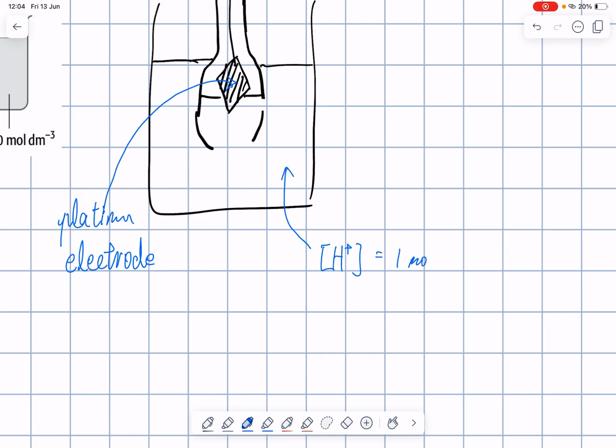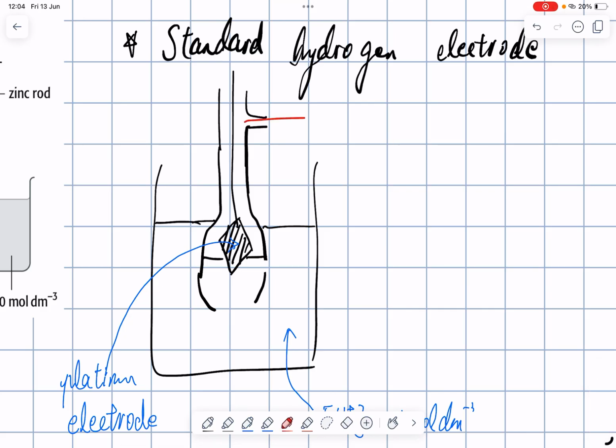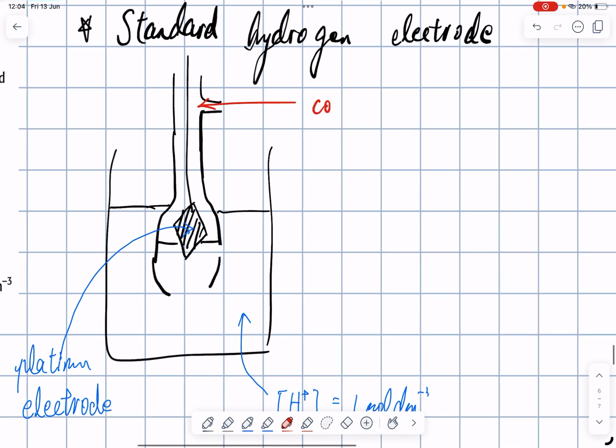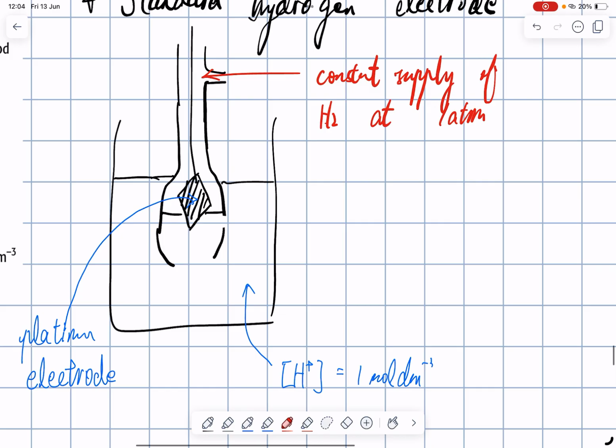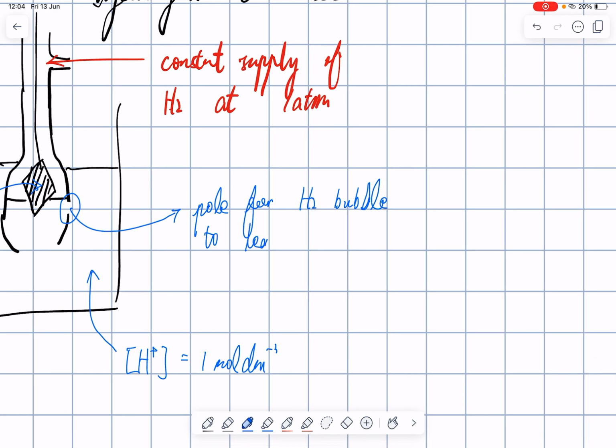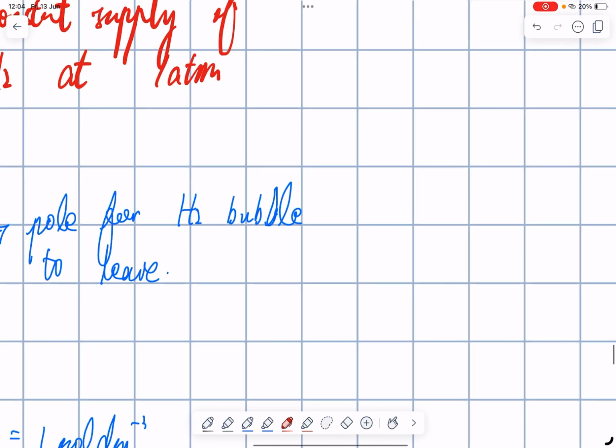And here is a 1 molar proton solution. And here we have a constant supply of hydrogen at 100 kPa atmospheric pressure. And this is just a pore for hydrogen gas to leave. Hydrogen bubbles, to be more clear, to leave. Okay, what's happening in this half cell is the reaction down here.